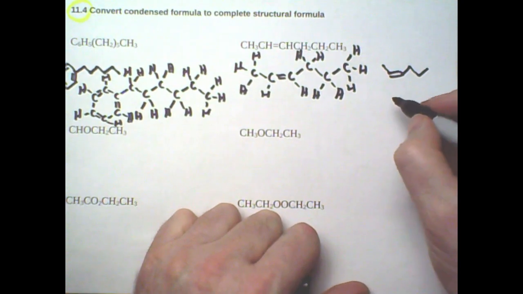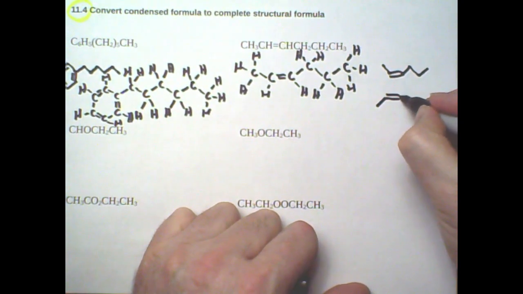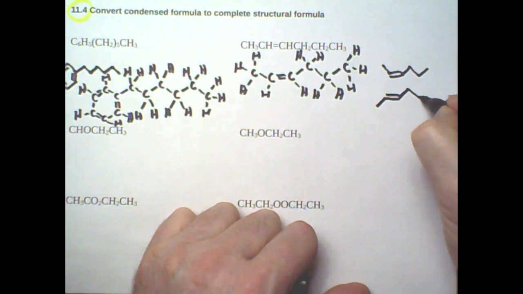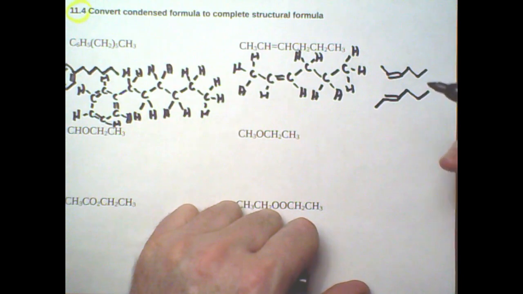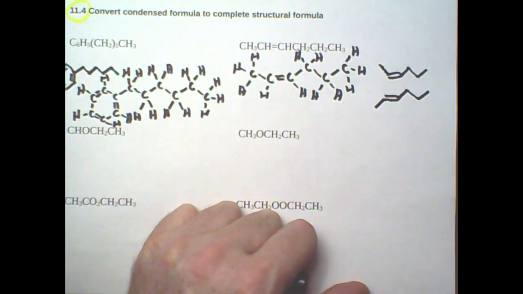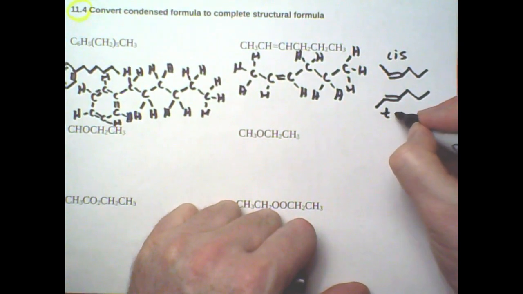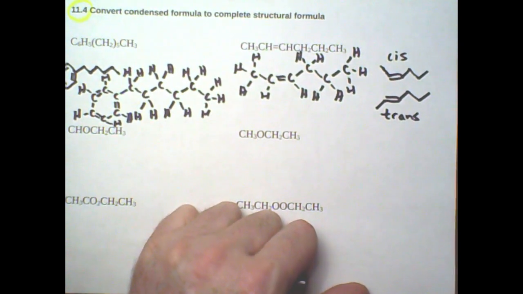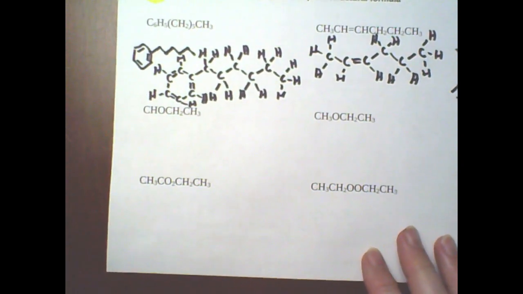But it could also be drawn like this, because double bonds can't rotate, but we can connect the molecule either way. This up here would be the cis isomer, and this would be the trans isomer. All right, let's do the next one.